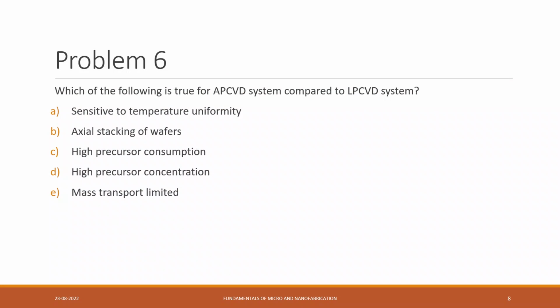So this is problem 6. This is a multiple correct question, and we have to tell which of the following factors are true for an APCVD system compared to the LPCVD system. So we have to tell what is true for APCVD. So 6 factors are there, and we have to tell how they differ from the LPCVD.